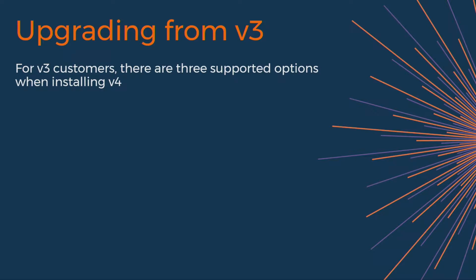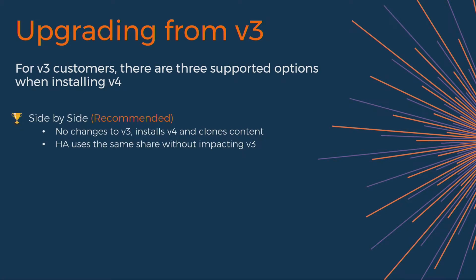V3, basically there's 3 supported options that we have for V3 to V4 upgrades. Our gold tier, the one that we recommend to almost everyone, is to do side-by-side. So this is no changes to V3. You can side-by-side V3 and V4 on the same server. It installs V4, clones the content and converts it into V4. If you're using HA, it uses exactly the same file share without impacting V3. So there's nothing extra to configure there, which makes it pretty simple.